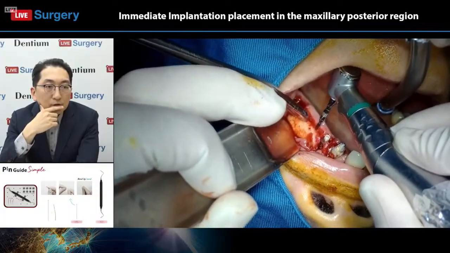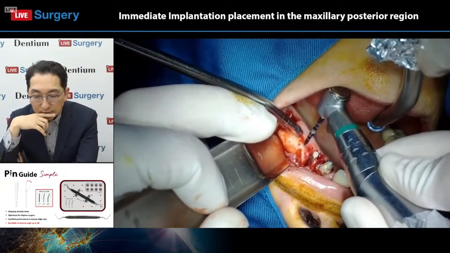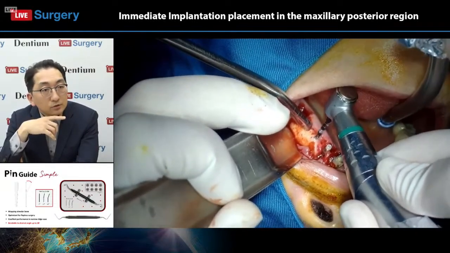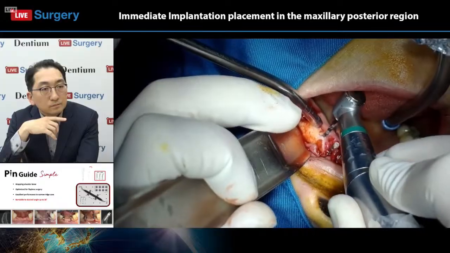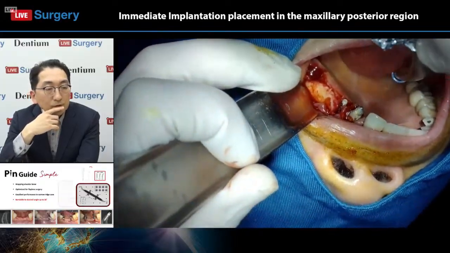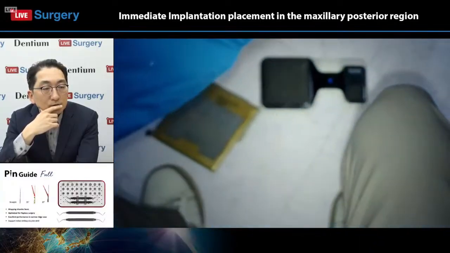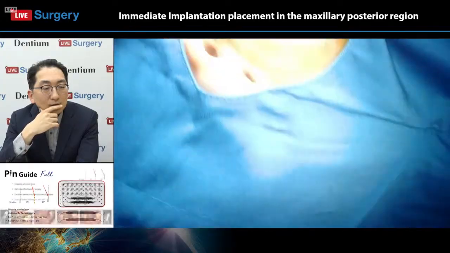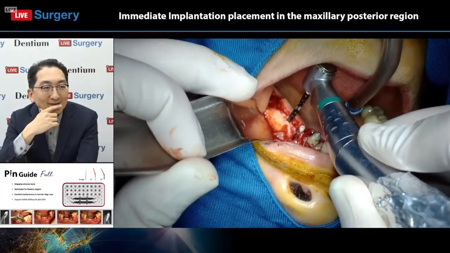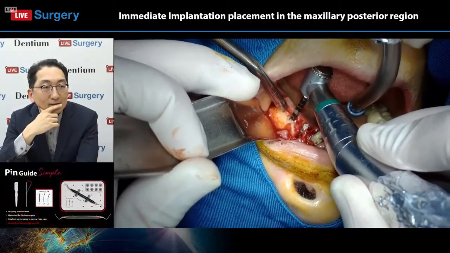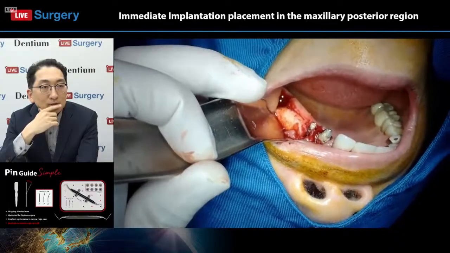Now I evaluate the site of 25 implant and drilling for 25. 2.5 diameter drill first. Sorry for moving because the camera is on my head. Yeah, next, 3 millimeter diameter drill.